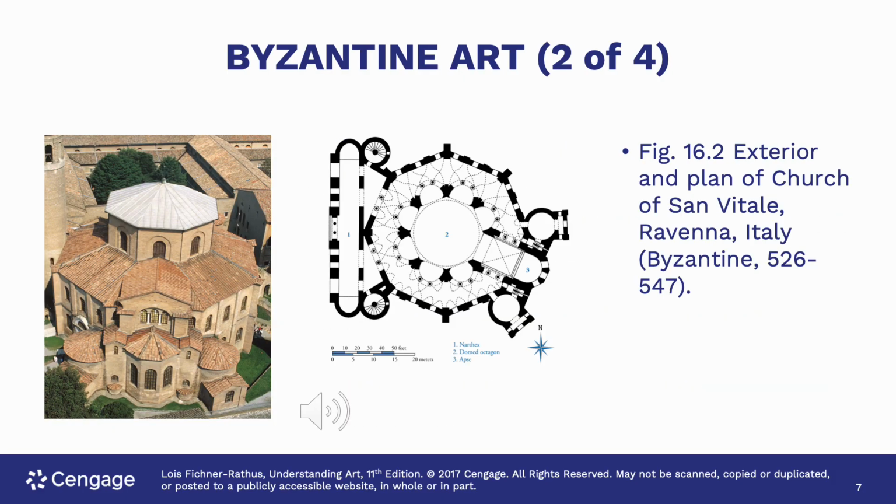Let's look at figure 16.2. This church in Ravenna reflects Byzantine architectural influence. The building has a central plan design rather than the long basilica shape. This design emphasizes sacred space surrounding the altar.